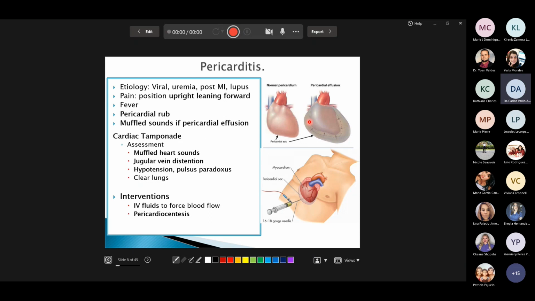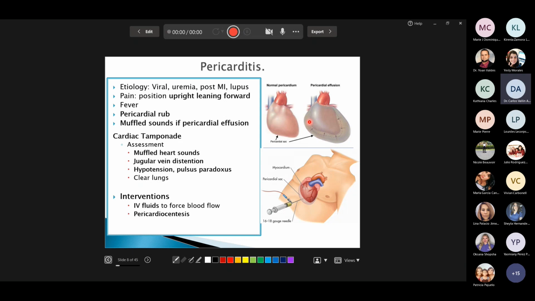Sometimes it's toxic substances, for example, BUN, urea, can produce uremic pericarditis. Sometimes a trauma. Sometimes it's a myocardial infarction. The infarction of the myocardium can extend and produce inflammation in the pericardium, etc., etc. You don't care about the etiology. But there are many causes of inflammation of the pericardium. When this occurs, it's called pericarditis.